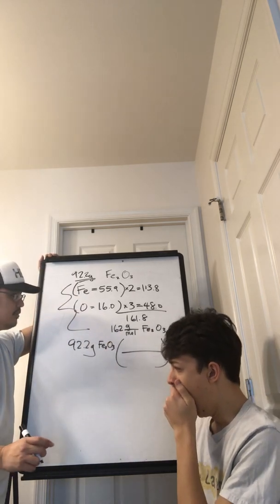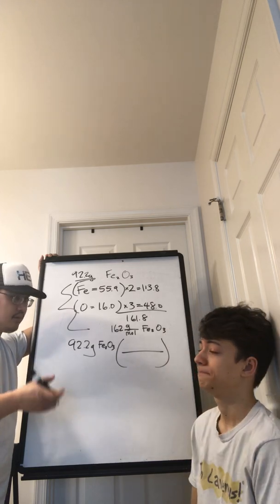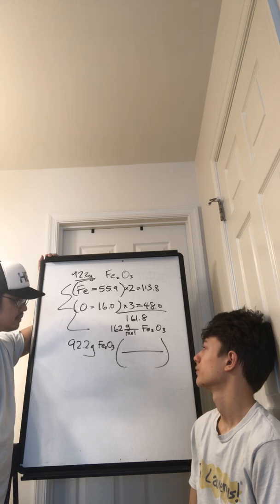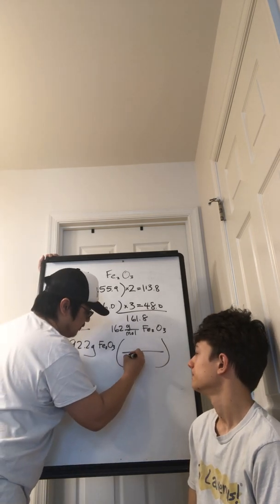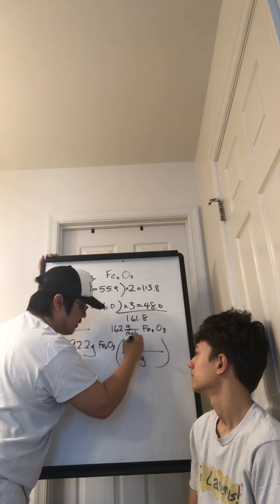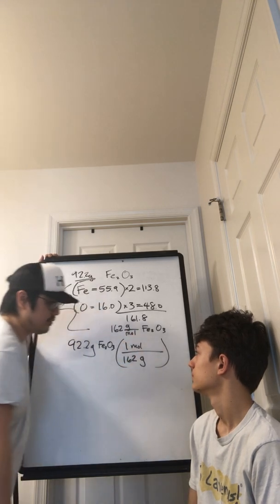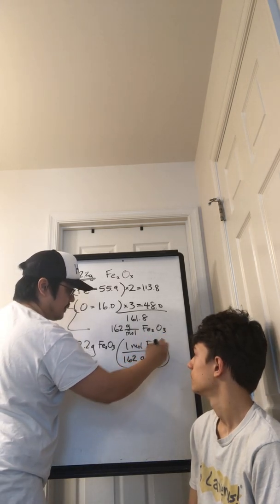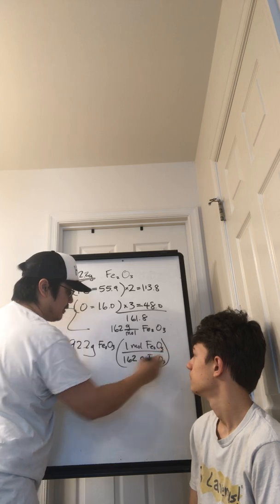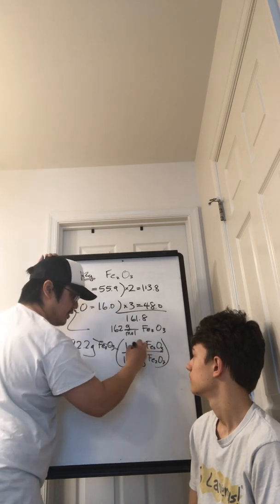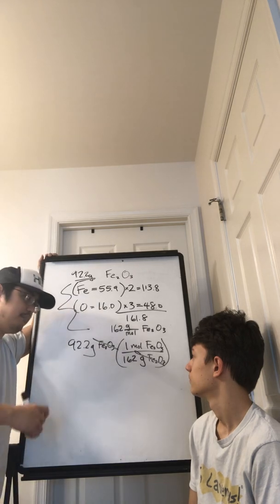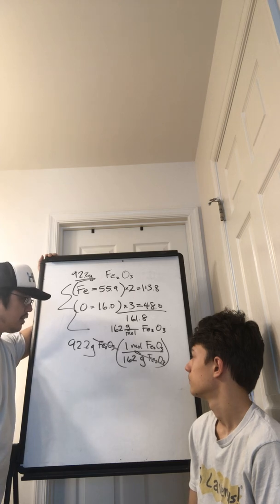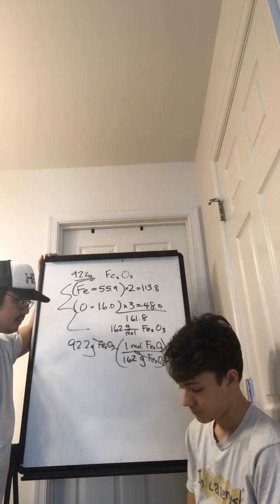Here's my question to you. Do I have grams on the bottom or do I have moles on the bottom? Grams on the bottom. Okay. So you have 162 grams for every 1 mole of this stuff. Does that make sense? And technically I can put Fe2O3. The grams of Fe2O3 and grams over here cancel out, and I'm left with 1 mole of that stuff as far as my units go. And then you just plug in the calculator. What is 92.2 divided by 162?